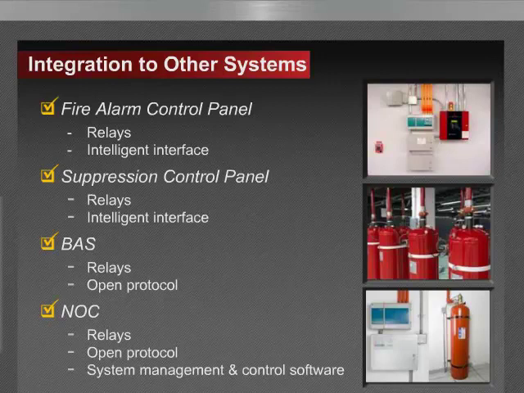So integration paths include connectivity to, of course, fire alarm control panels, and this may be via relays or listed intelligent high-level interfaces. With suppression control panels, similarly, via relays or listed intelligent high-level interfaces. And where we're interfacing to building automation systems, this may be via relays or intelligent open protocols, or, in the case of a national or regional operations center, via relays tied directly into the alarm block, through intelligent open protocols, or through manufacturer-provided system management and control software.